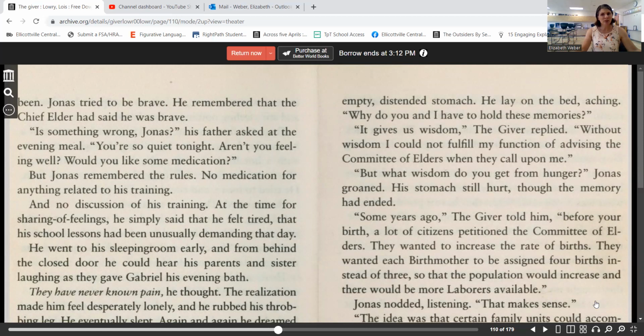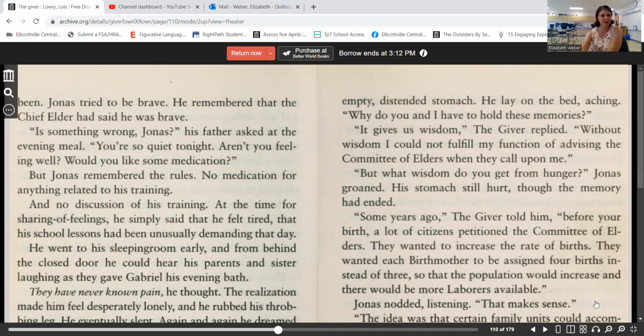"But what wisdom do you get from hunger?" Jonas groaned. His stomach still hurt though the memory had ended. "Some years ago," the giver told him, "before your birth, a lot of citizens petitioned the committee of elders. They wanted to increase the rate of births. They wanted each birth mother to be assigned 4 births instead of 3, so that the population would increase and there would be more laborers available."